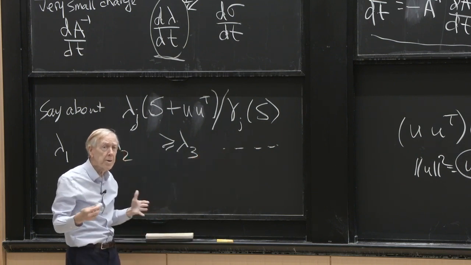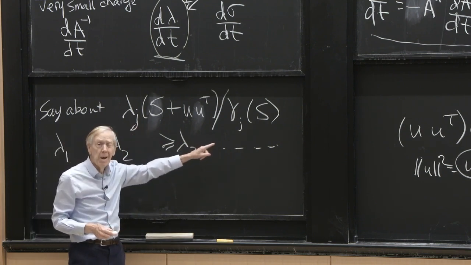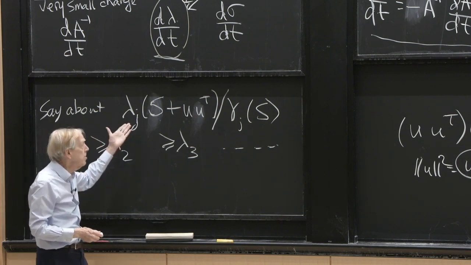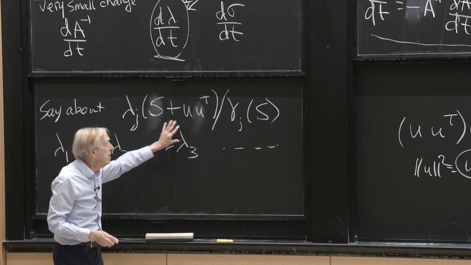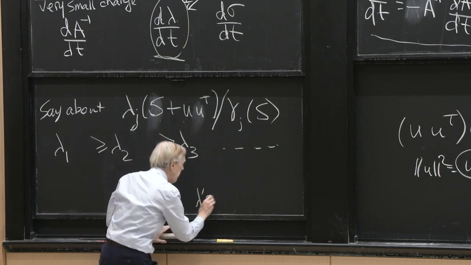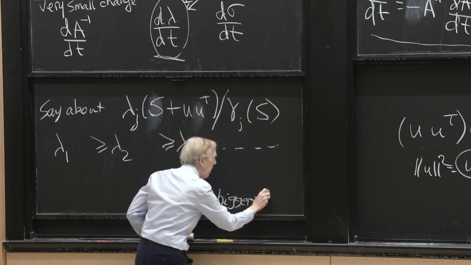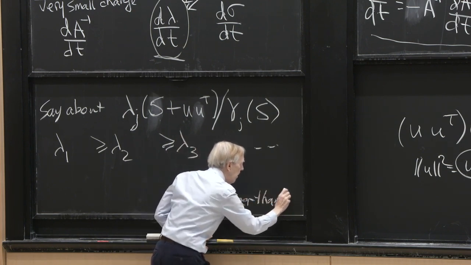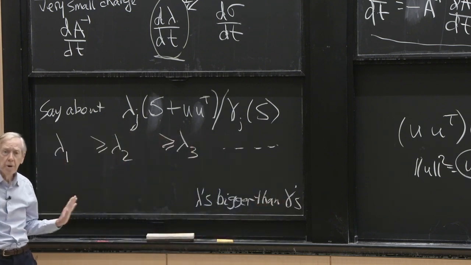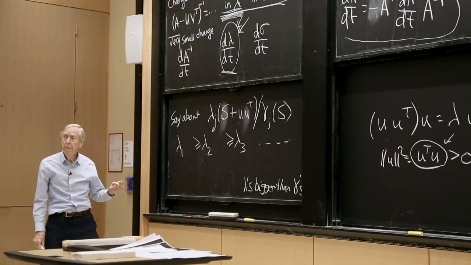Gamma j of the original. Okay, so those are the eigenvalues of the original. These are the eigenvalues of the modified, and we're expecting the lambdas to be bigger than the gammas. So it's just a qualitative statement, and it's true. Each lambda, by adding this stuff, is bigger than the gamma. Lambdas are bigger than gammas. And that's a fundamental fact, which we could prove.